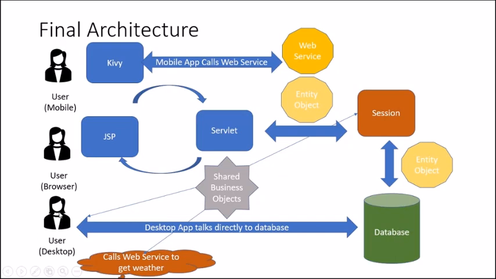Then we added a desktop user. They have to be on the same network, or at least have network access directly to the database, maybe a VPN or something. And they connect directly through the database physically, but there's a logical layer in there that represents the data.